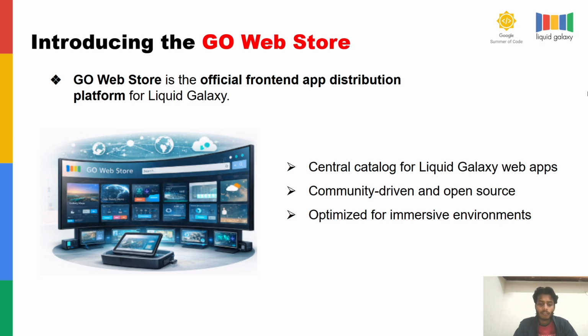As a result, the entire front-end ecosystem becomes organized, where apps are structured, discoverable and scalable, working for many systems and users, and developer friendly, which is easy to build, publish, and maintain. So, the Go Web Store is not just a website. It is the key infrastructure component that enables the modern Liquid Galaxy front-end ecosystem. In the next slide, we will look at what kind of applications actually live inside the Go Web Store and how they are used in real scenarios.